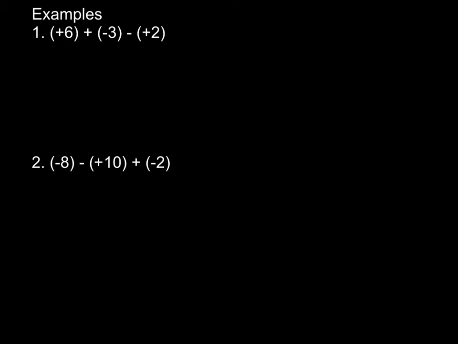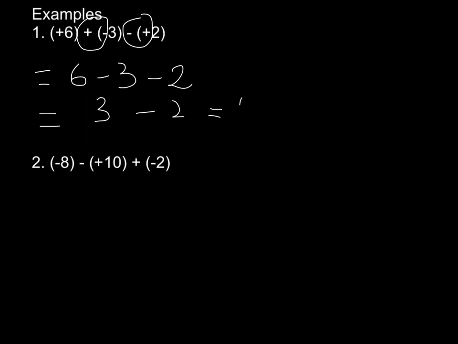Now in this case, positive 6 plus negative 3 and then minus positive 2. If you look at this part, if you still remember, both of them will be simplified as a minus. Therefore in this case we have 6 minus 3 and then minus 2. Then you can do it one by one. 6 minus 3, which is 3, and then minus 2, and then you will get 1 at the end.